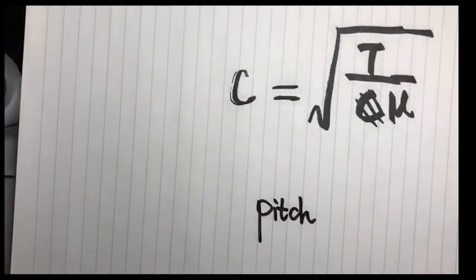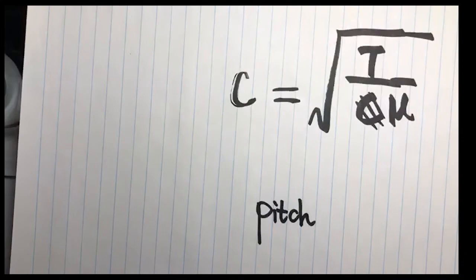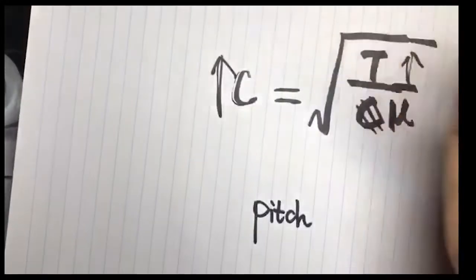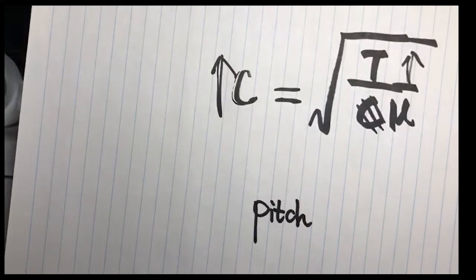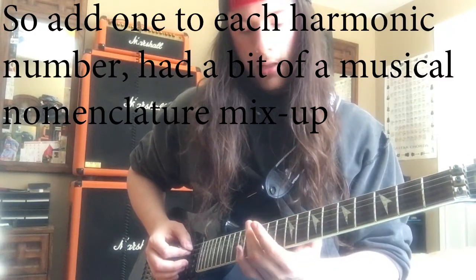Also, the tension on the string can be controlled. As the tension increases, the speed of the wave also increases, and the speed of the wave is proportional to the wavelength. So a greater tension results in a higher pitch. And on a guitar, you can do this in multiple places.